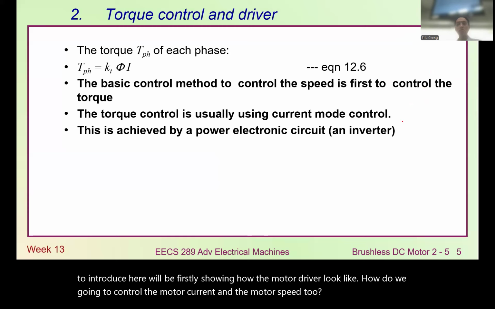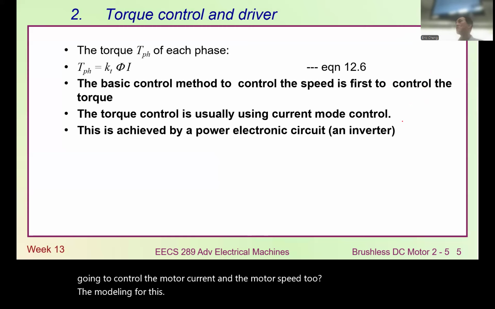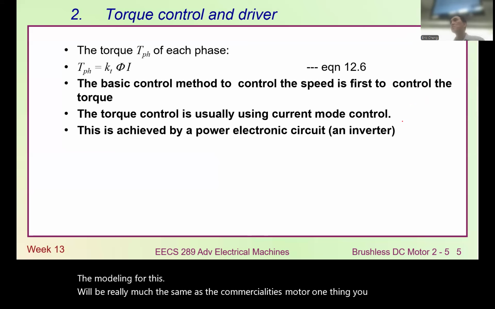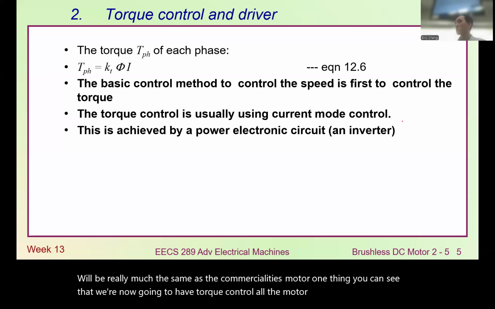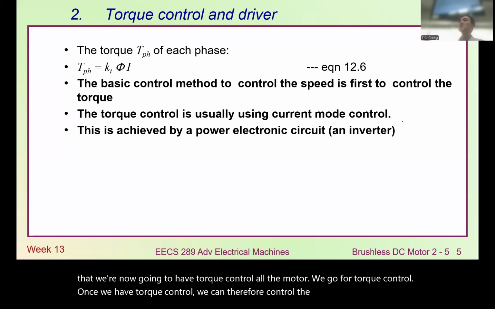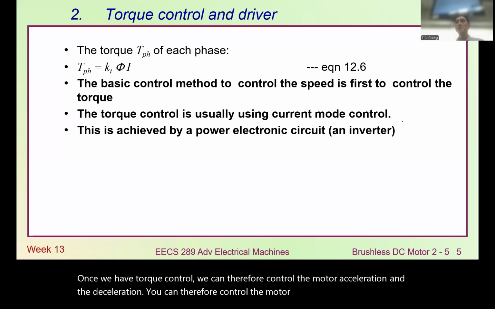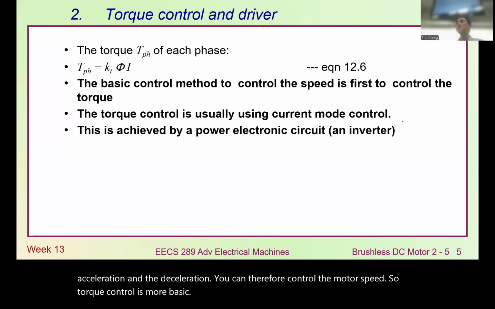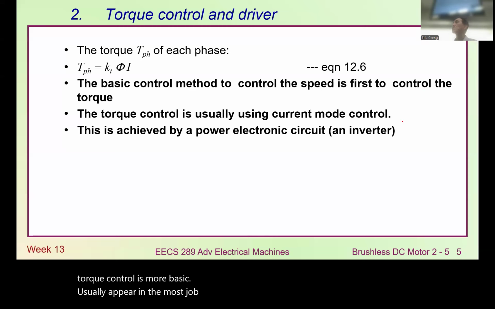But the modeling for this will be much the same as the conventional DC motor. One thing you can see is that we're now going to have torque control. All the motors go for torque control. Once we have torque control, we can therefore control the motor acceleration and deceleration. We can therefore control the motor speed. So torque control is more basic. It usually appears in the motor drive with an inner speed loop to control them.